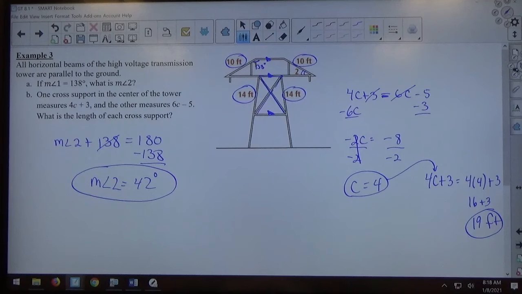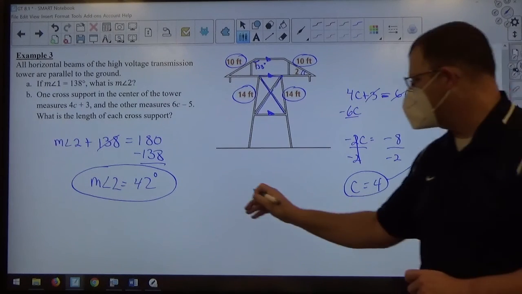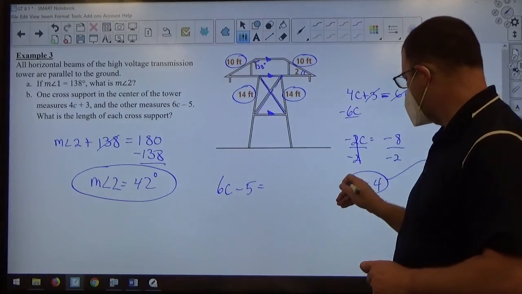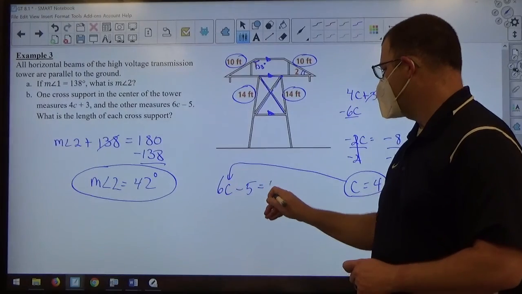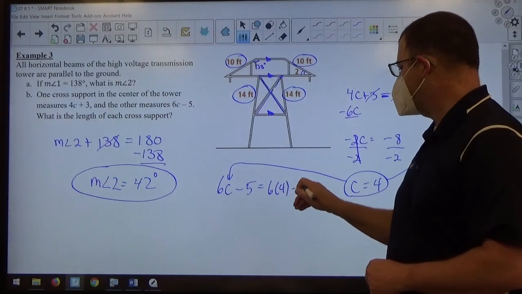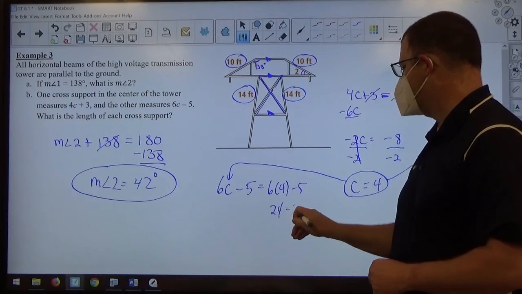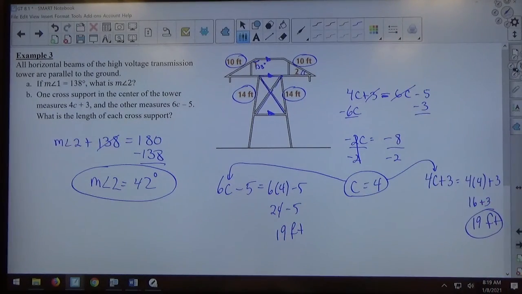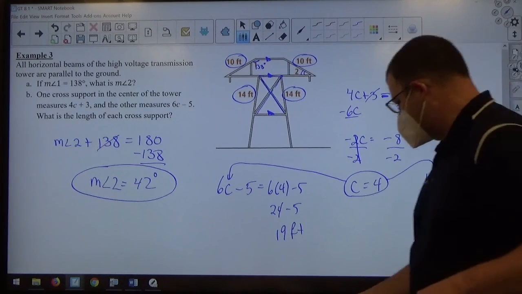If you wanted to verify your solution, you could substitute c equals 4 into 6c minus 5 also. They're supposed to be equal to each other, so if I take my c equals 4 and put it here, 6 times 4 minus 5, which is 24 minus 5, which is 19 feet. The fact that that c value gets us the same answer tells me that not only is that the length of each cross support, but absolutely correct. So take your pick on which 19 you want to circle.